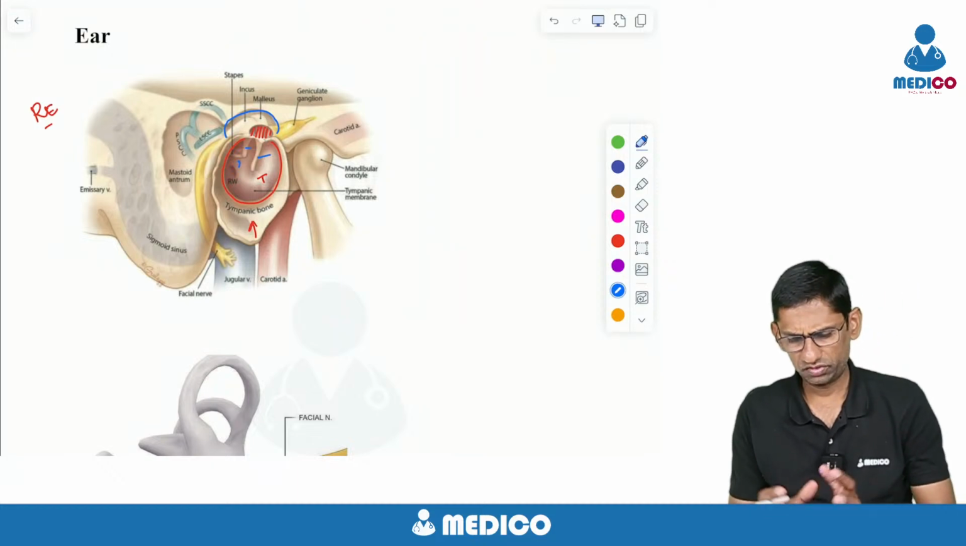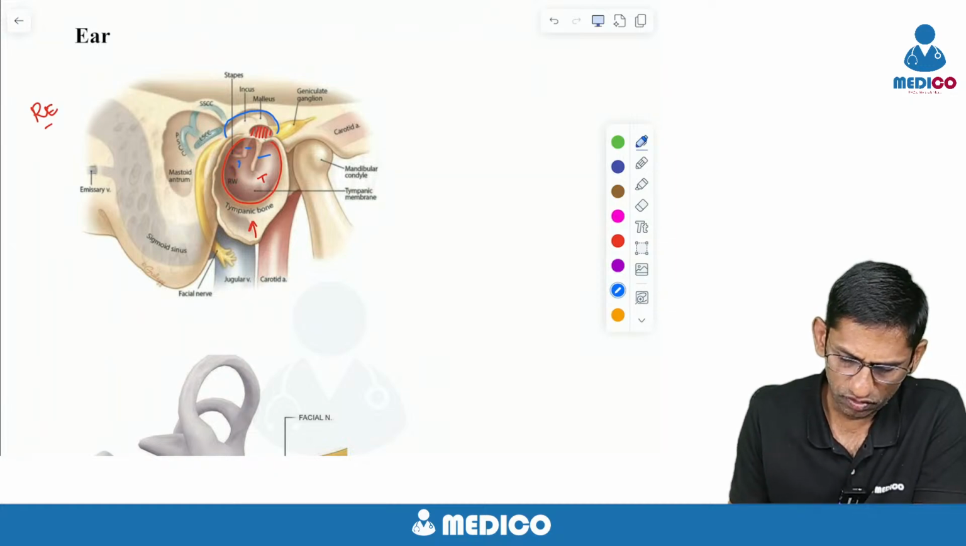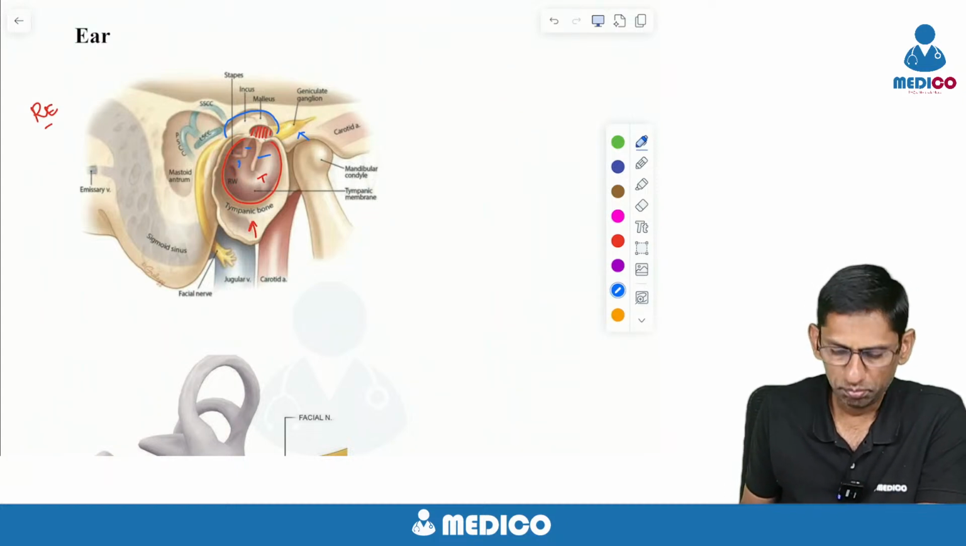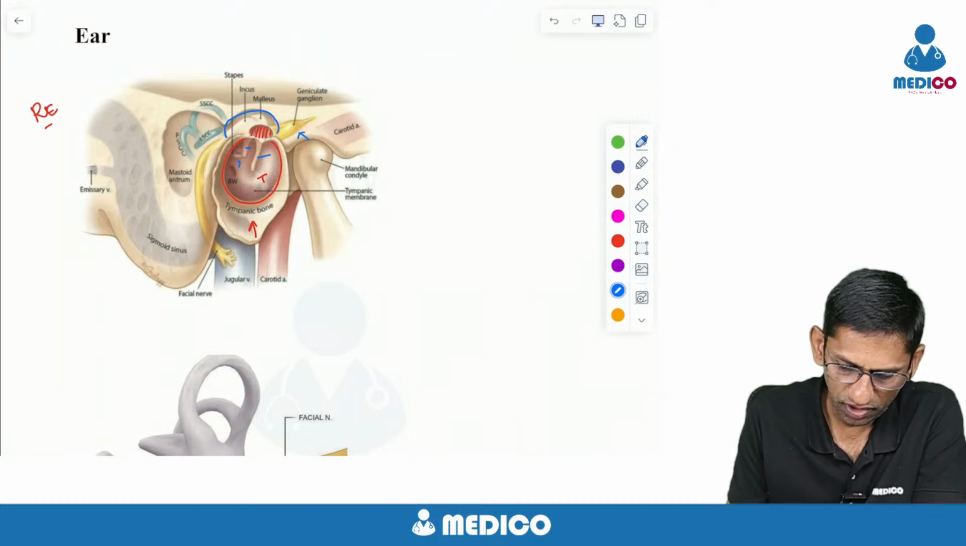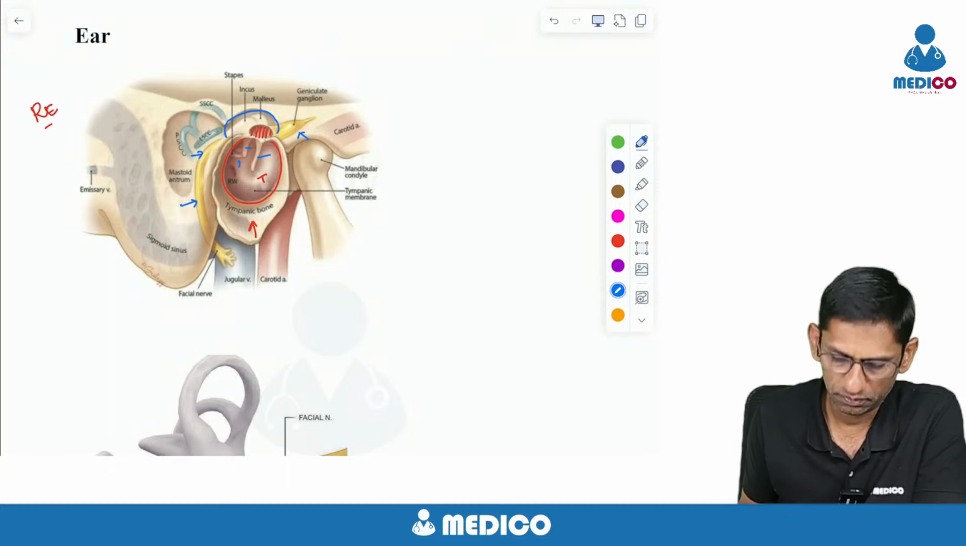So this is about the middle ear, the ossicular system. And see the facial nerve, the yellow colored line. It has this first genu and it has the horizontal part running in the mesotympanum and the epitympanum junction, and this is the second genu, and this is the vertical part of the facial nerve in the posterior wall of the middle ear.